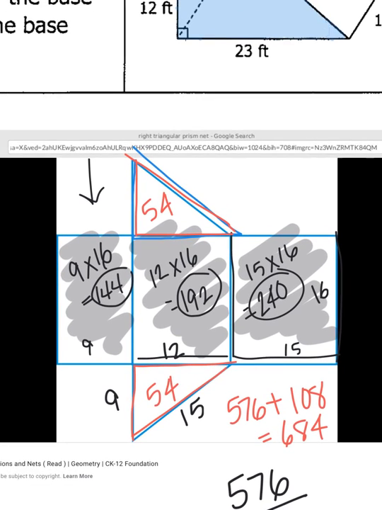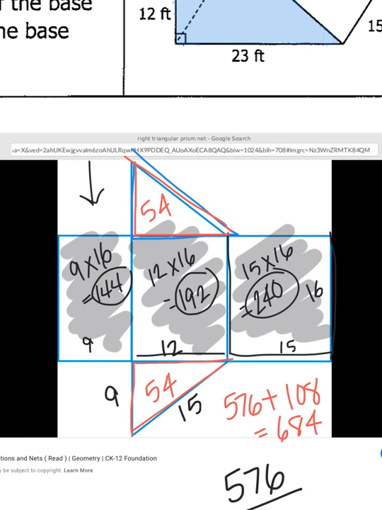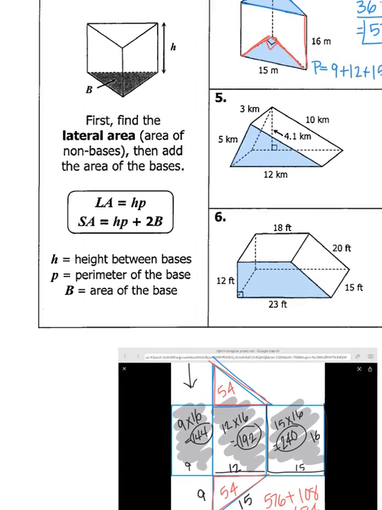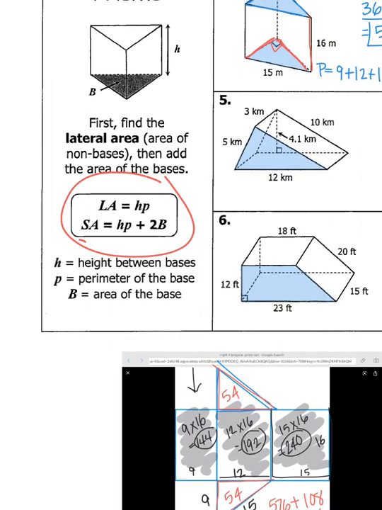So this is pretty much the picture laid out. We're using this net to really understand, well, what's total surface area? Well, it's everything included. What's lateral area? Okay, well, that's just everything but the bases. And so remember what these formulas mean. Okay, hopefully that helped, guys.